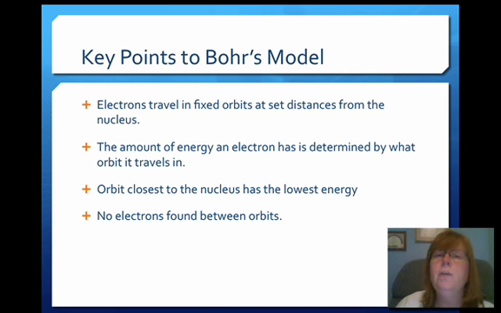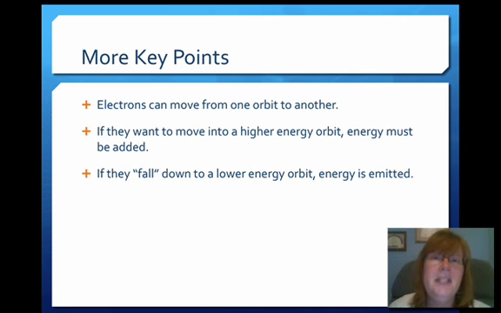Now here's a really big point. The electrons can move from one orbit to another. And if they want to move into a higher energy orbit, you've got to add energy. And once they're in that excited state, they can't stay there very long. When they fall back down into the ground state or a lower energy orbit, that is the characteristic light that we're seeing for atoms.